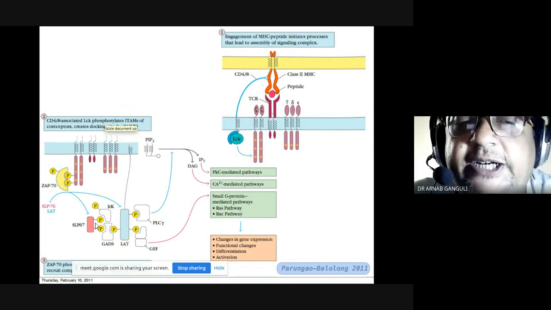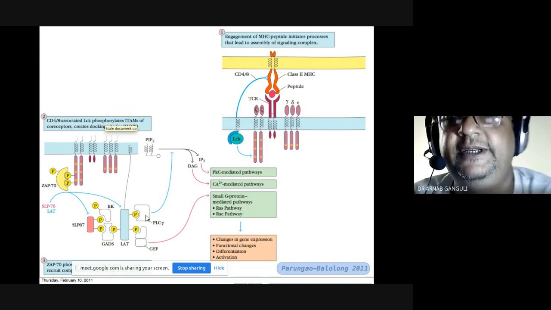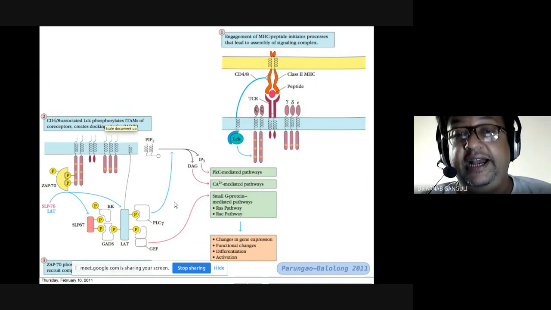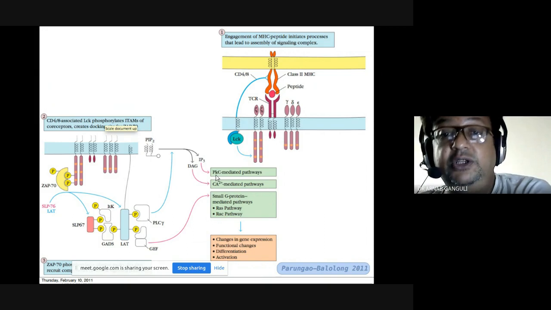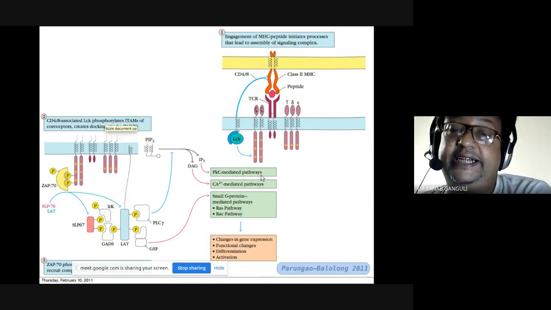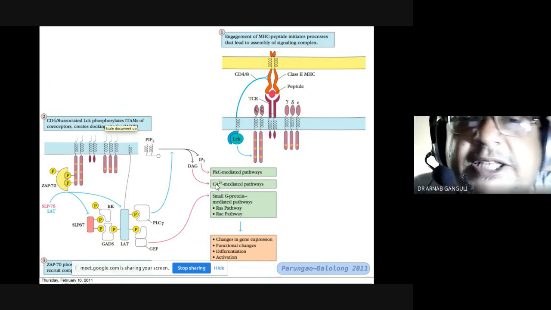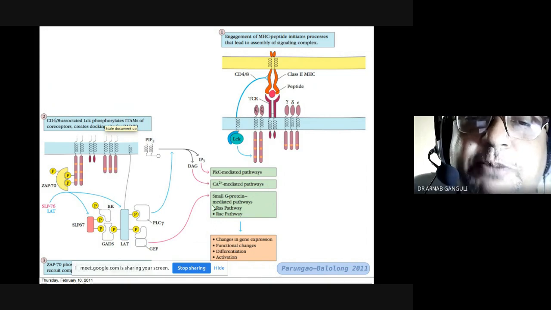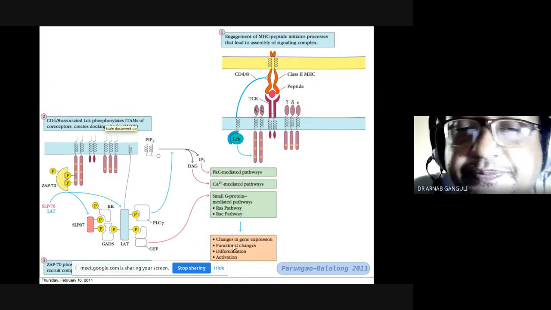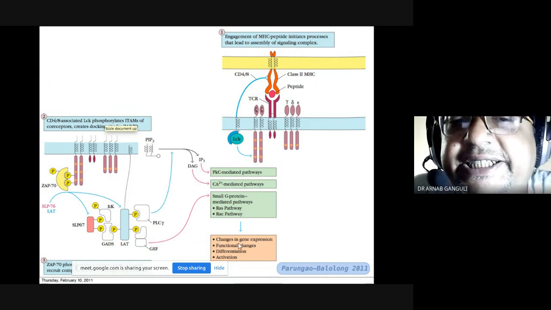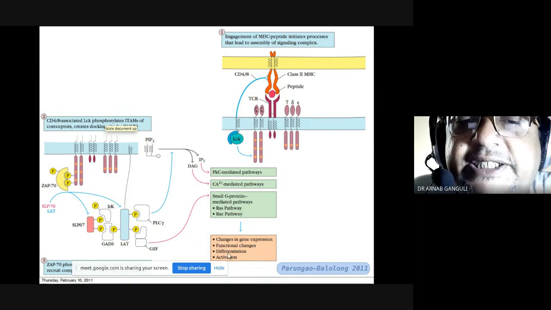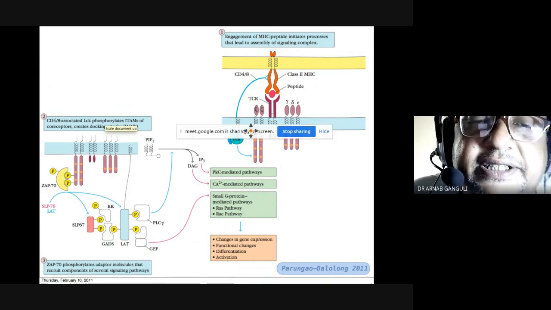এটা এটাকে ফসফোরাইলেট করছে, এটা এটাকে ফসফোরাইলেট করছে। It goes on, and as a result of this, you have the PKC mediated pathways activated, Ca2+ mediated pathways, then G protein pathways are activated, results in changes in gene expression, functional changes, differentiation and activation.